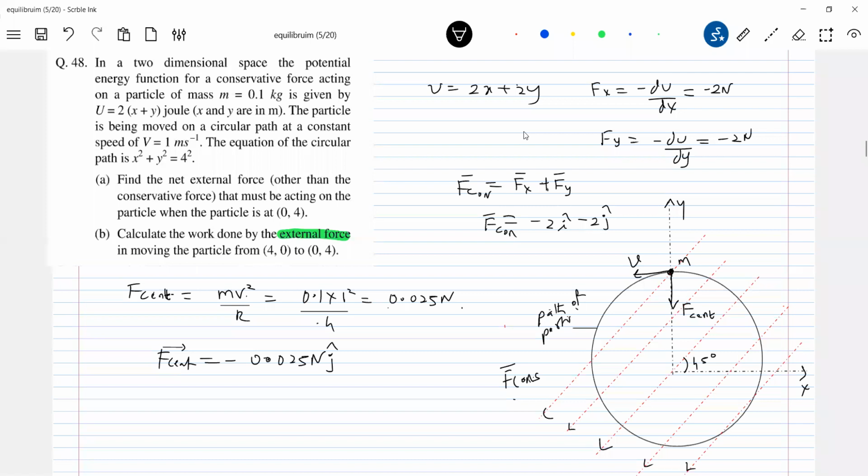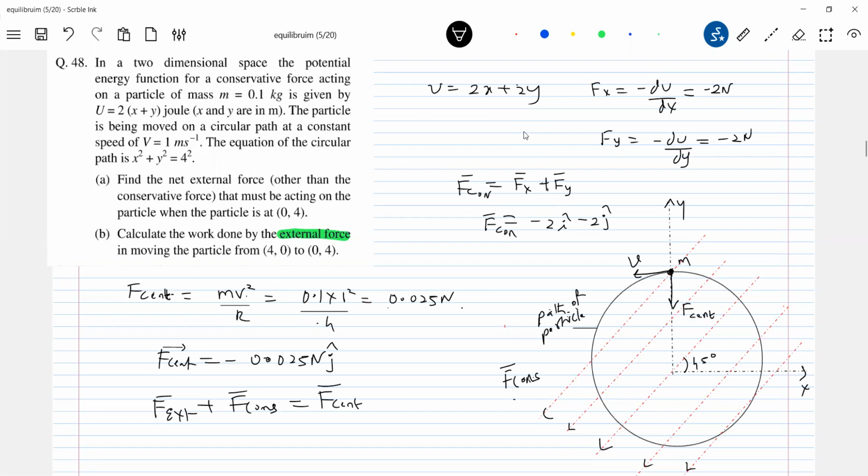So how to bring that external force? Now the particle is moving in a circular path here. So the resultant of conservative force and external force will provide the required centripetal force. This is the idea. Therefore F external plus F conservative should be equal to F centripetal. We know conservative force and we know centripetal force. Substitute here to get F external.